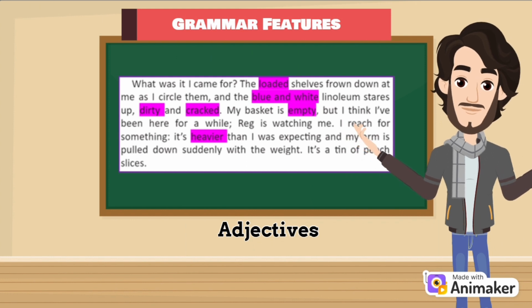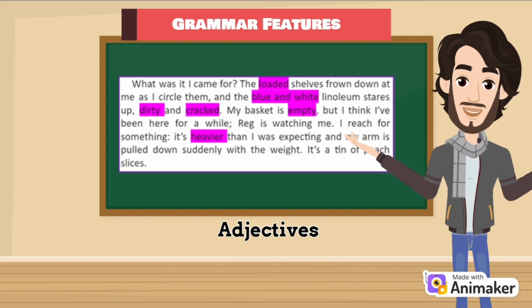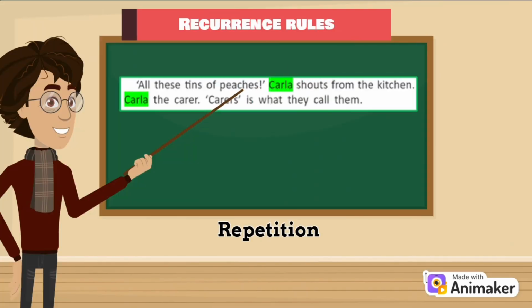Adjectives that add information about the elements in the scene. This paragraph depicts a supermarket with loaded shelves, blue and white linoleum, which is dirty and cranky, an empty basket, and a heavy tin of peach slices.